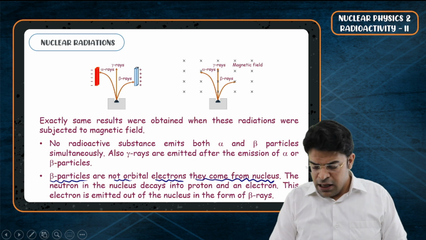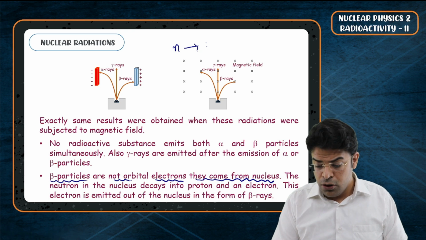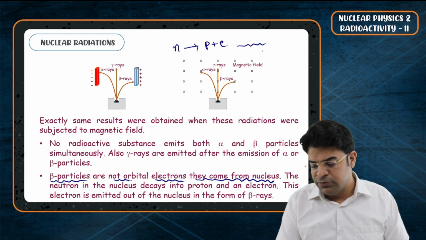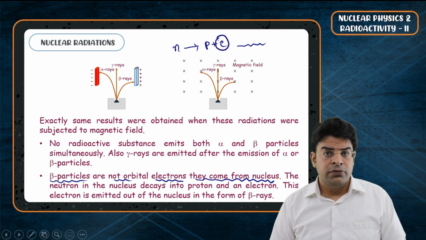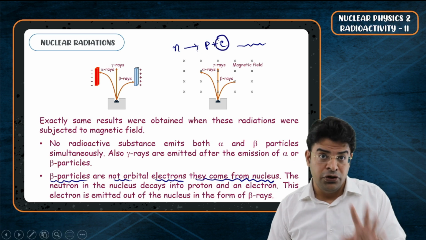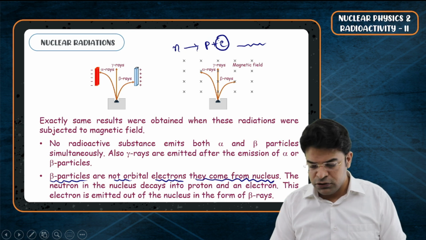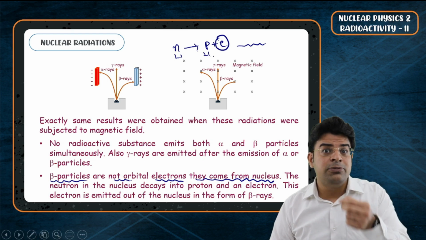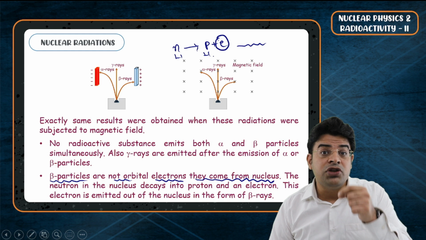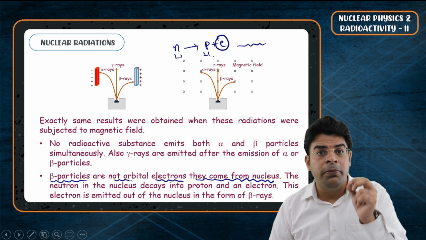Yes. If one of the neutrons present in the nucleus converts into a proton plus an electron plus something else, then this electron is not allowed to live inside the nucleus. Who lives inside the nucleus? Nucleons. Who are nucleons? Neutrons and protons. So once this electron has been created inside the nucleus, it comes out of the nucleus. And these electrons coming out of the nucleus are called beta particles.